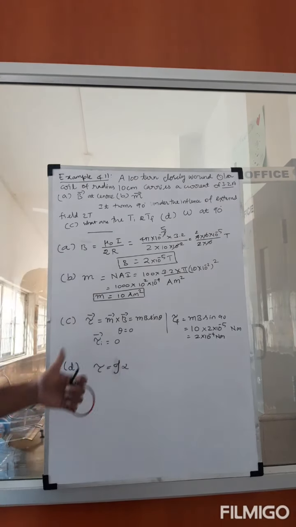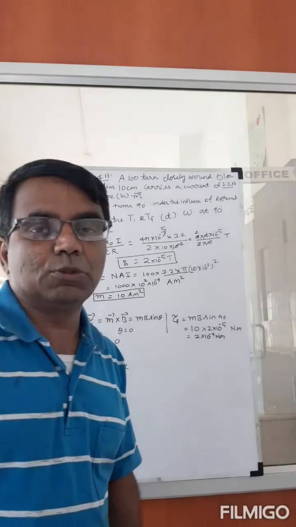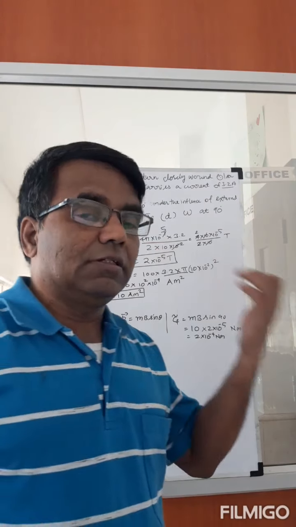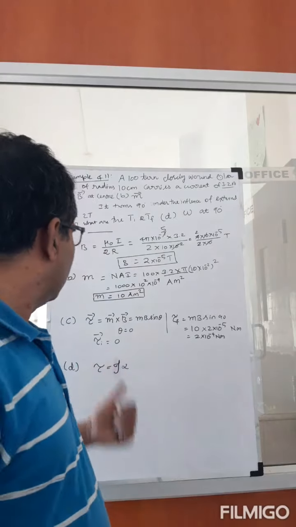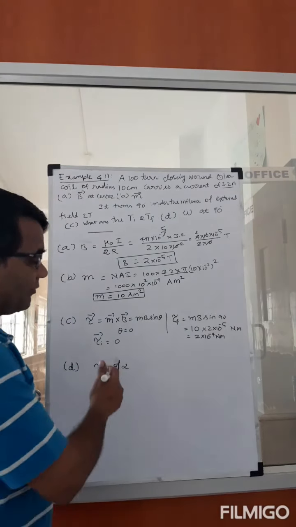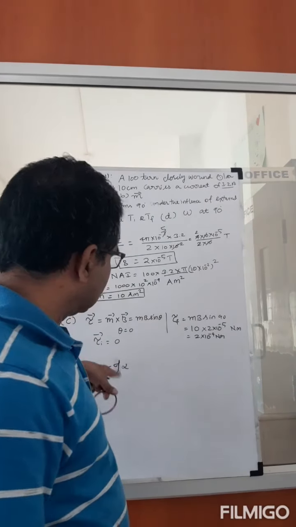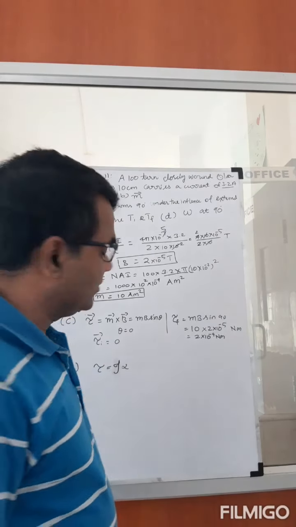Okay, so torque is equal to I alpha. We know that from our rotational motion, from our 11th standard. So what is alpha? Alpha is angular acceleration. This I is moment of inertia.